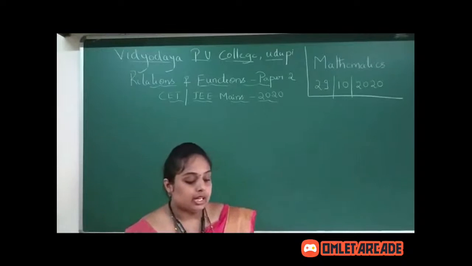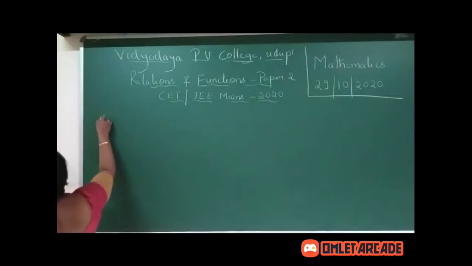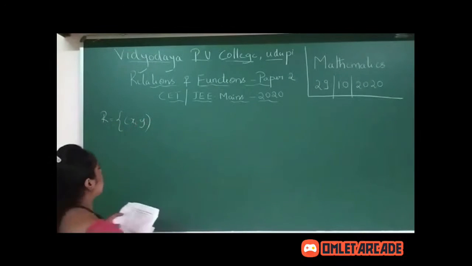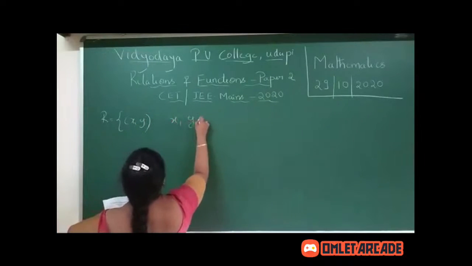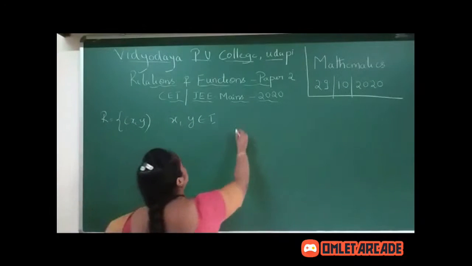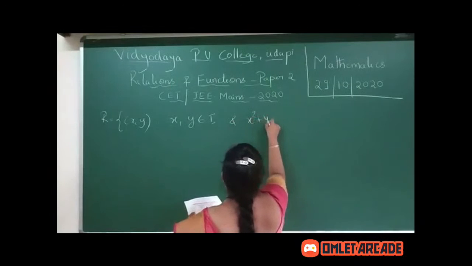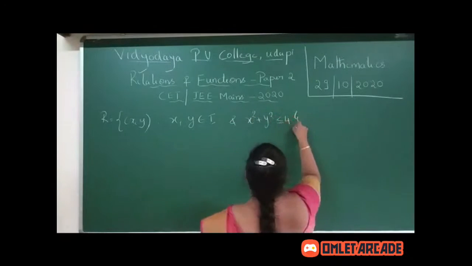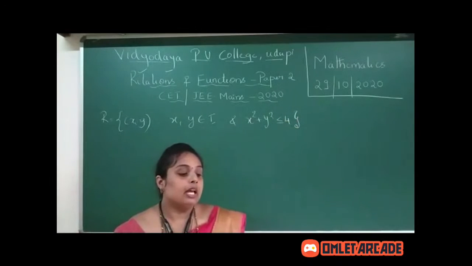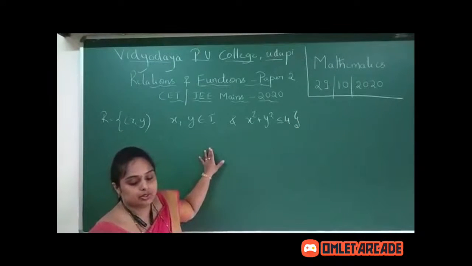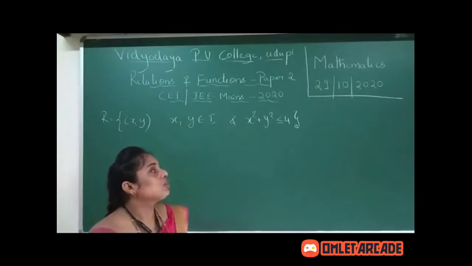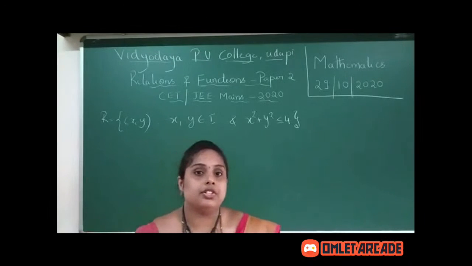Look at the first one there. It's given: if R is equal to the set of ordered pairs (x, y) such that x and y belong to integers, and x square plus y square is less than or equal to 4. Is the relation in I. Okay, this is the relation. The domain of R is. The question is, what is the domain of this relation? So before writing the domain, let us see what the relation is.